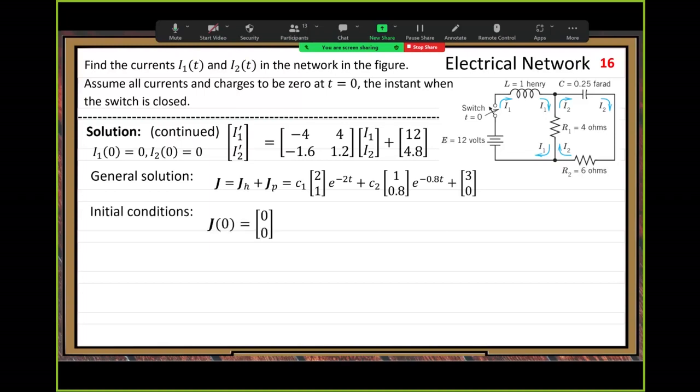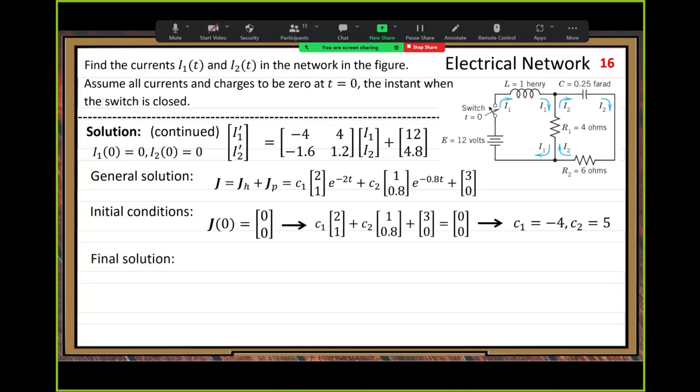The initial condition, Y vector is 0, 0, by the assumption. So you plug in, that's a 0 vector. So you can find the C1, C2 values easily. C1 is negative 4, C2 is 5. So then we can write the final solution in this way.